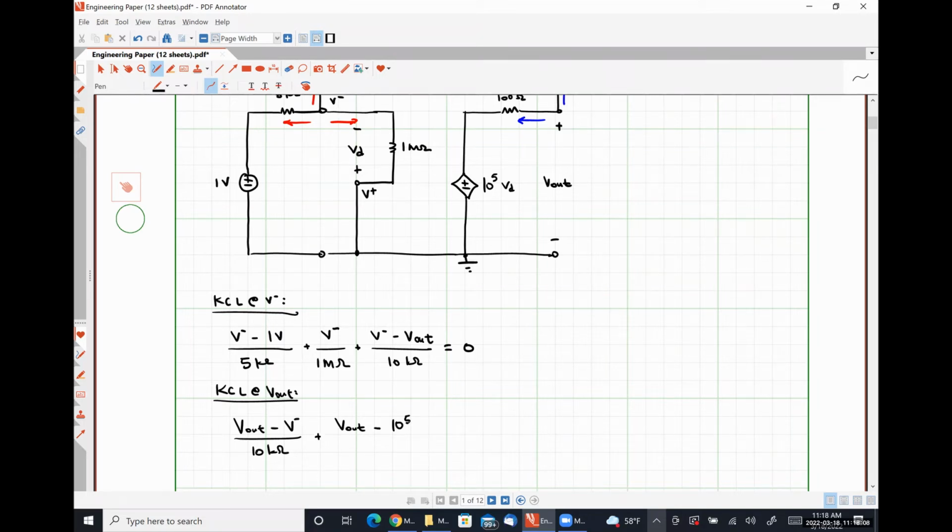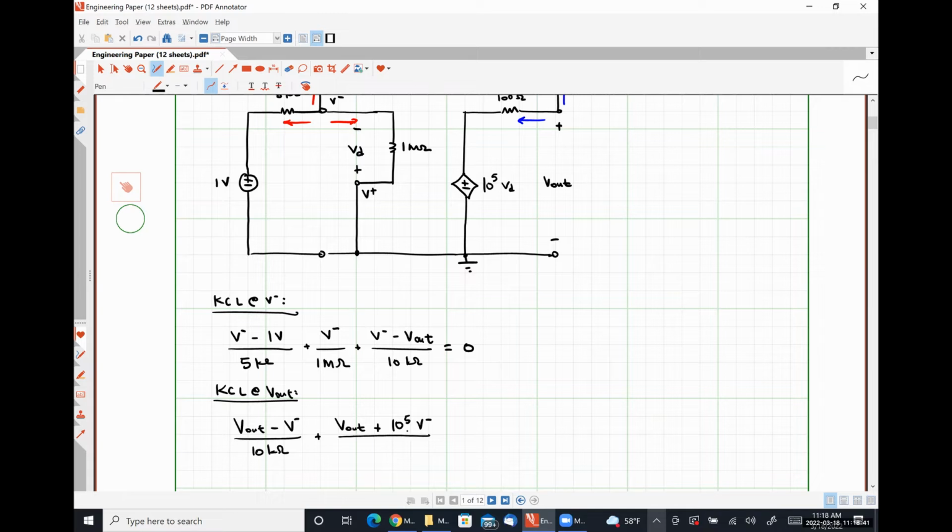VD, by definition, is the voltage measured at my non-inverting input terminal, which is 0 volts, minus the voltage measured at my inverting input terminal, which is the nodal voltage V minus. So VD in this case is simply negative V minus. Are we all okay with that? All right. So if I put V minus here, that changes that sign to positive.